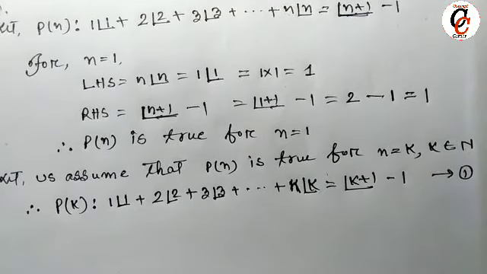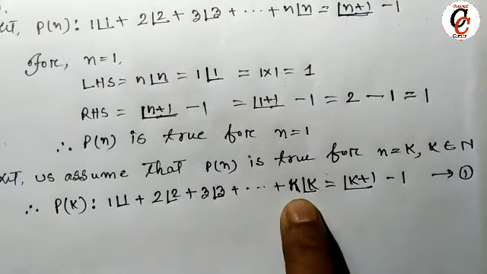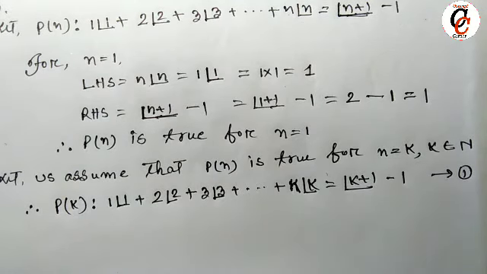So whenever we assume the statement is true for n equal to k, in the final step we have to prove that the statement is true for the next value of n. That means after k what value comes? K plus 1. So we have to prove that this statement is also true for k plus 1.